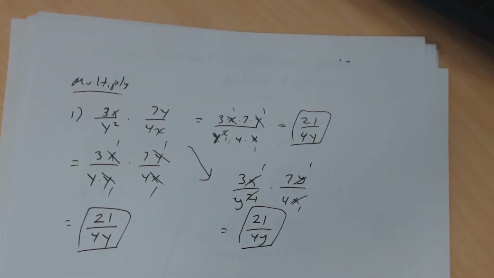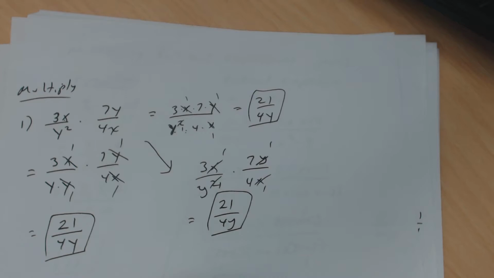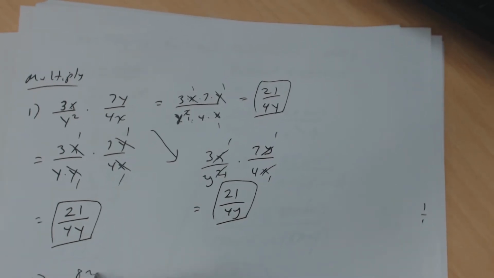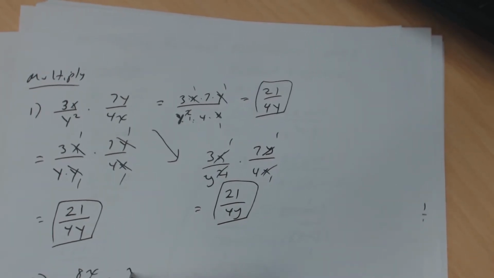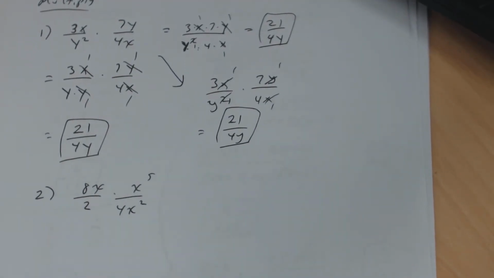Okay, so that was that. All right, let's look at this one. Suppose we had 8x divided by 2 times x to the 5th divided by 4x squared. So 8x divided by 2 times x to the 5th divided by 4x squared.